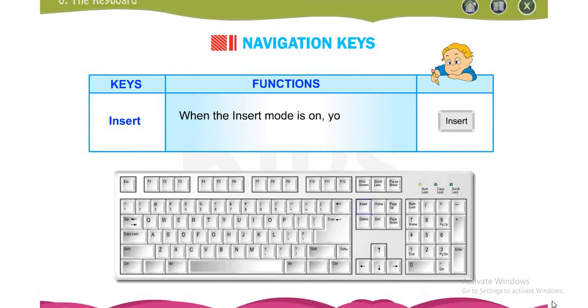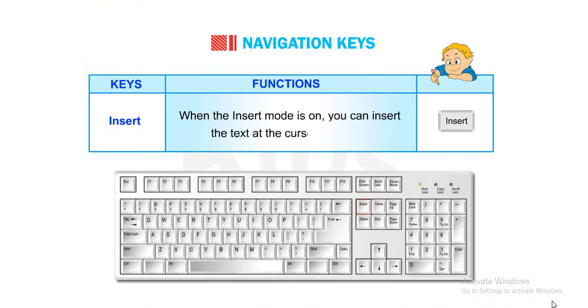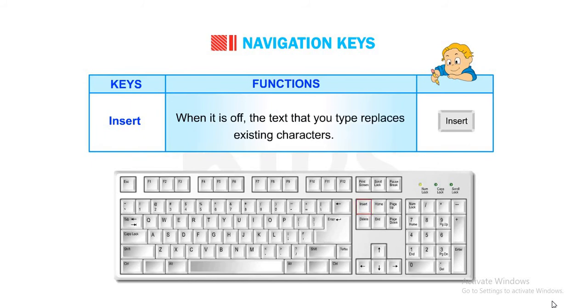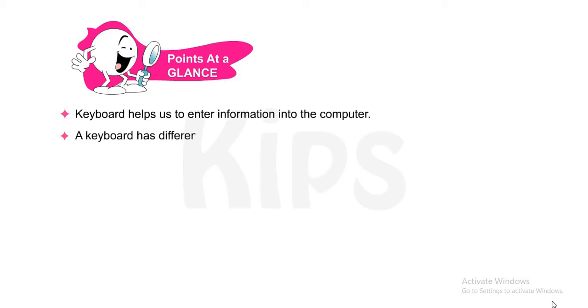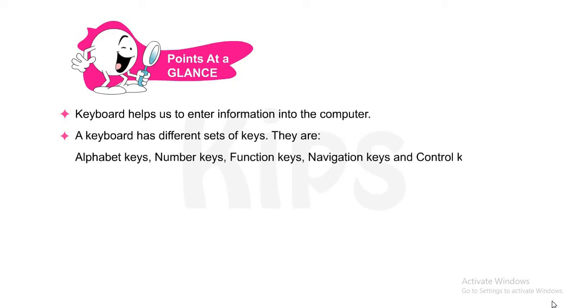When the insert mode is on, you can insert the text at the cursor position. When it is off, the text that you type replaces existing characters. Let us quickly glance through the key points discussed in this chapter. Keyboard helps us to enter information into the computer. A keyboard has different sets of keys. They are alphabet keys, number keys, function keys, navigation keys, and control keys.